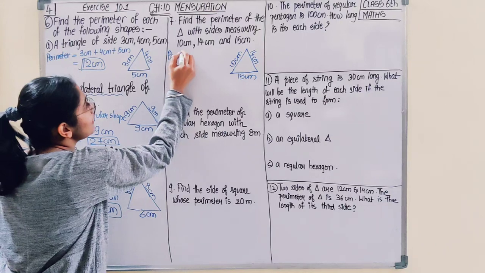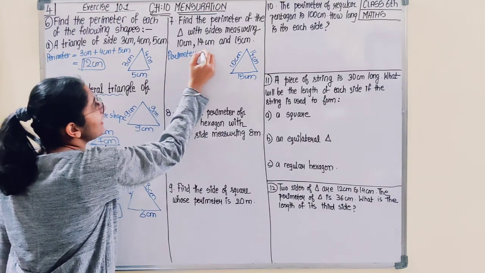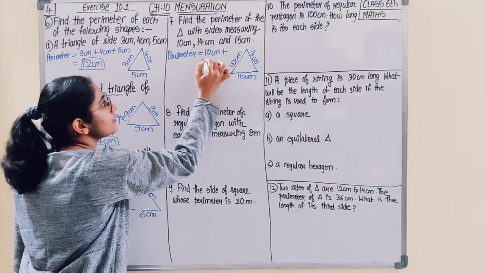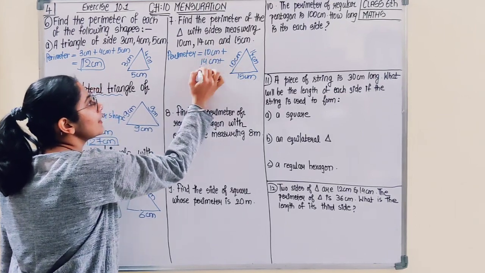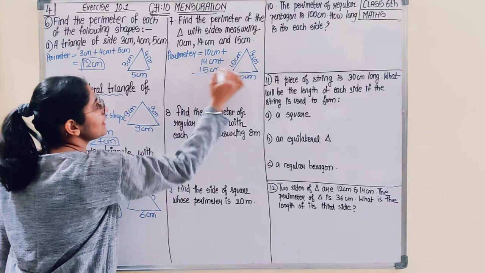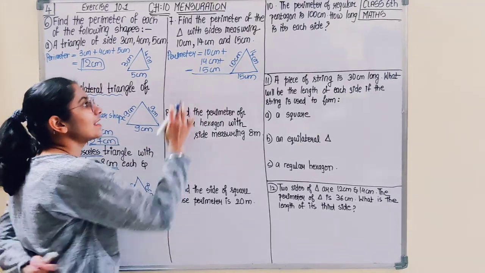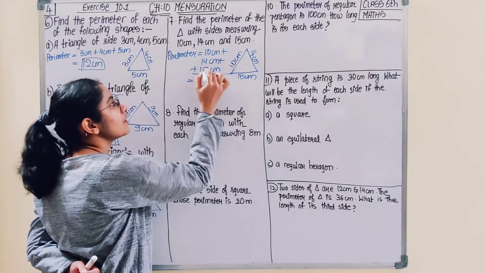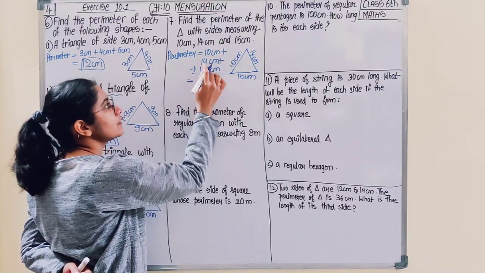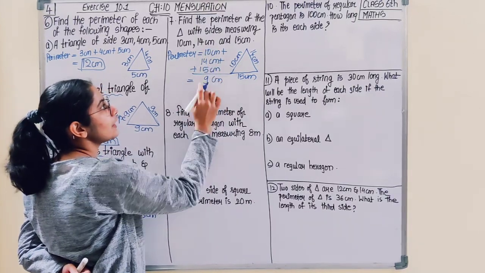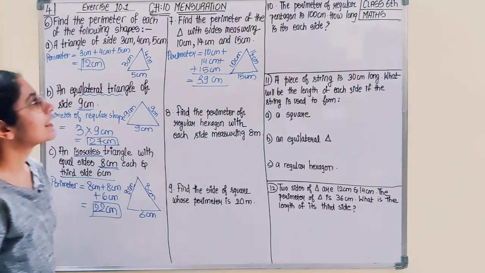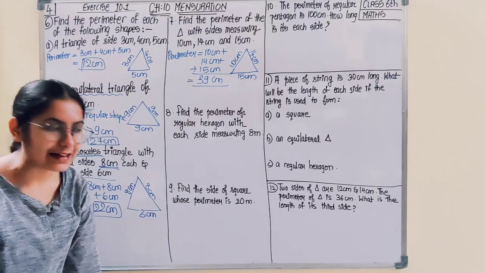So perimeter of the given triangle is equal to 10 cm plus 14 cm plus 15 cm. What would be the answer? See, 5 plus 4, 9. Okay, 5 plus 4, 9 plus 0, 9. 1 plus 1 plus 1, 3. 39 cm is the perimeter of the given triangle.